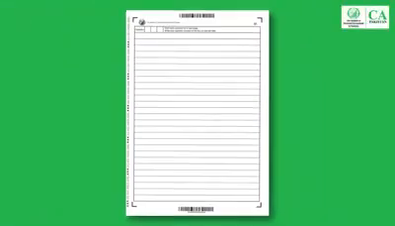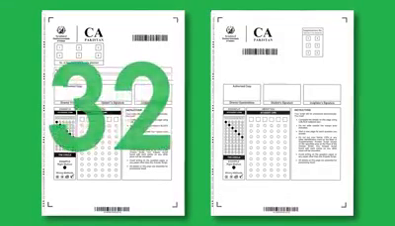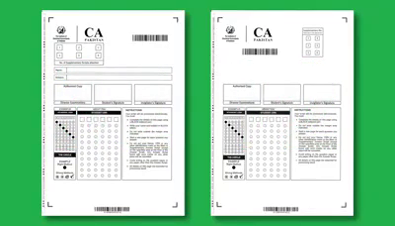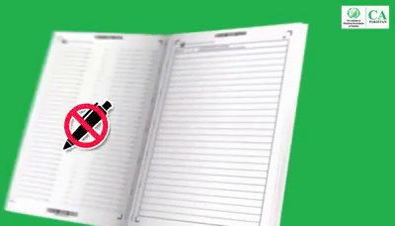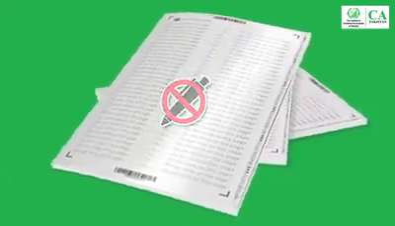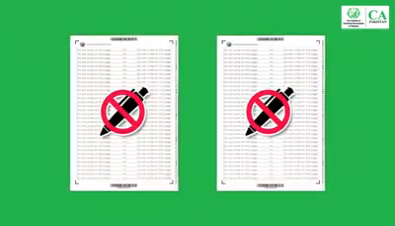Now I will explain how to write inside the answer script. There are 32 pages in the main answer script and 12 pages in the supplementary answer script designed for e-marking. You should not write your answers on the back page of the front page and the back cover page of your answer script. Anything written on these pages will not be considered for marking. You are allowed to write answers on 29 pages in the main answer script and on 9 pages in the supplementary answer script.